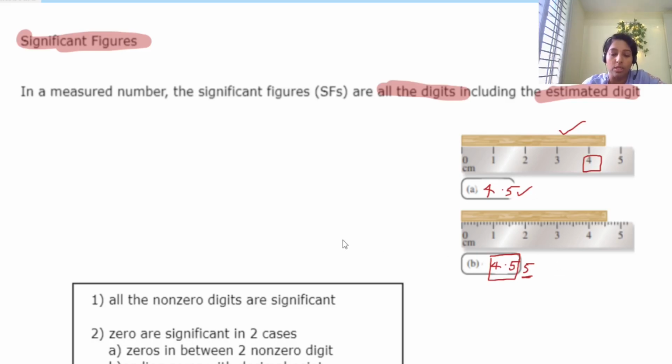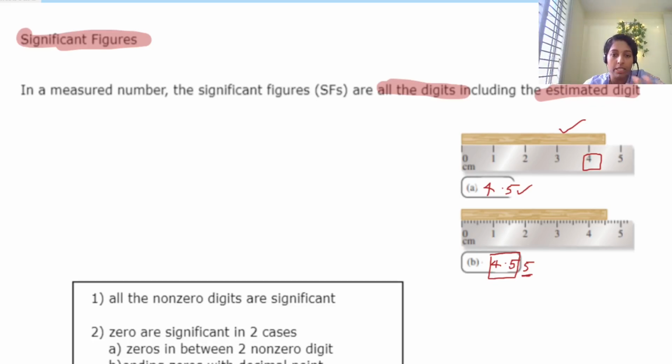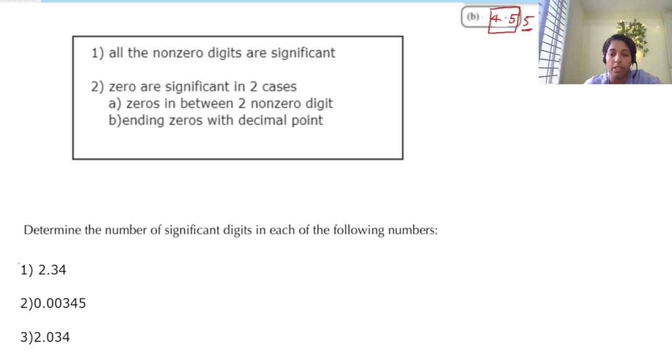So there is a set of rules to count the significant figures. So what are the rules? Basically, significant figures show the accuracy and precision of a measurement. How do we count significant figures? You may find several sets of rules, but actually you can just study these two rules in order to find the significant figures. The first rule says that all the non-zero digits are significant.